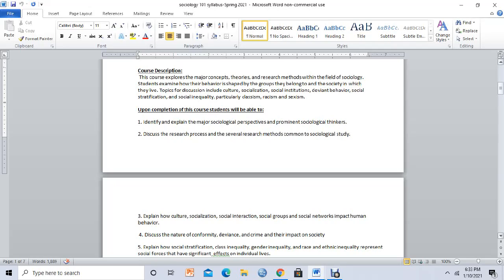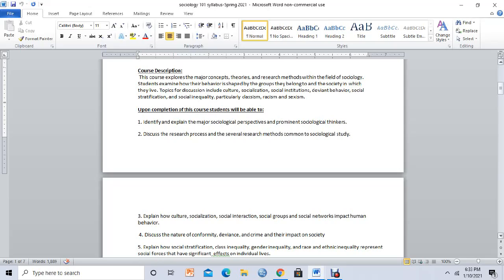Socialization is huge, how we've been socialized. Socialization, social institutions, deviant behavior, social stratification, global stratification, social class in the U.S., and social inequalities. In particular, we look at classism, racism, and sexism.